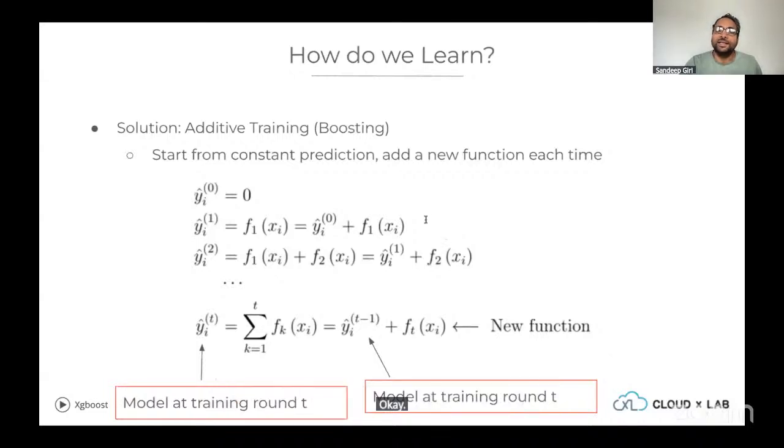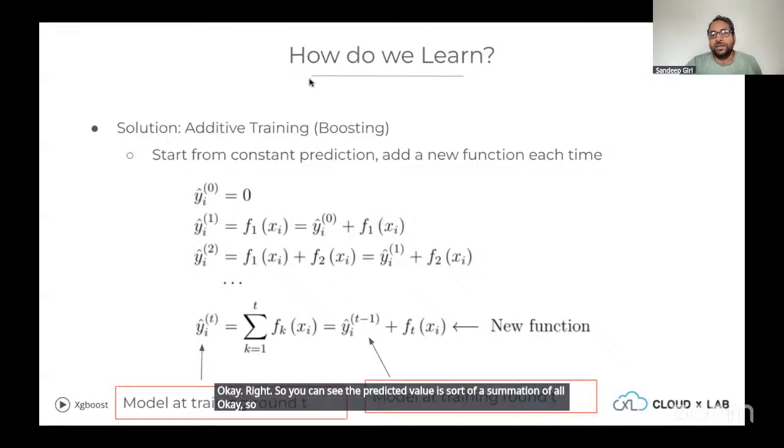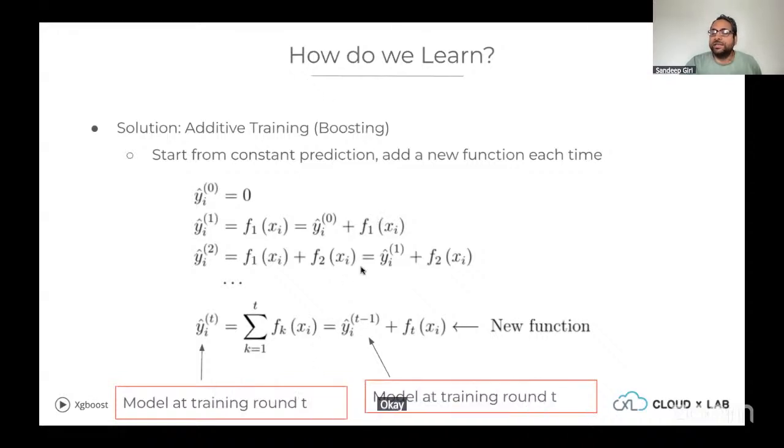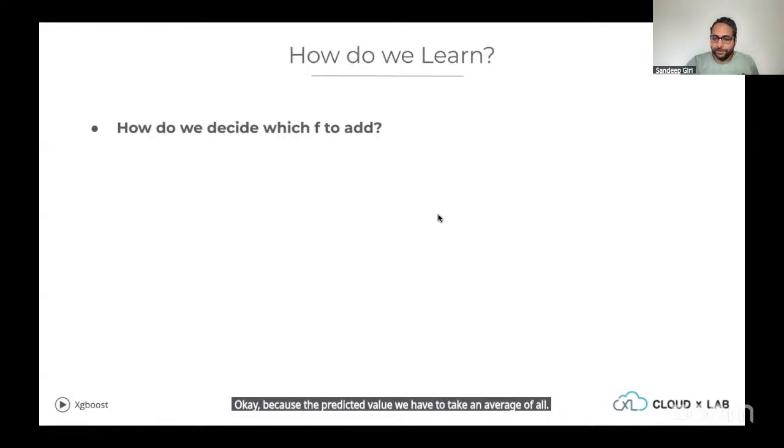Yes, thank you, Prince. It means average of all trees. Or you can say the predicted value is sort of a summation of all. So you can just think of it that way. Though it says everywhere it's a summation, it's essentially an average, because for the predicted value we have to take an average of all.